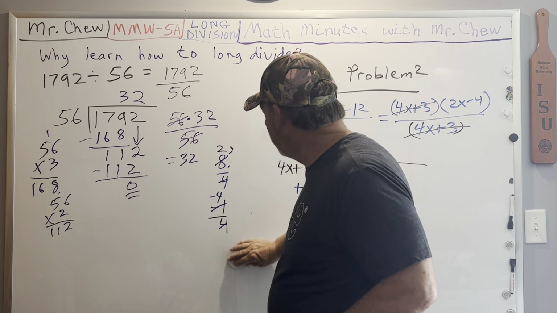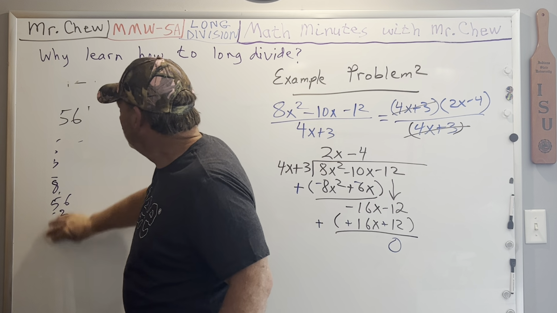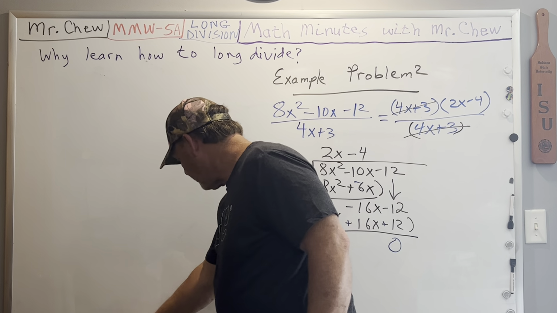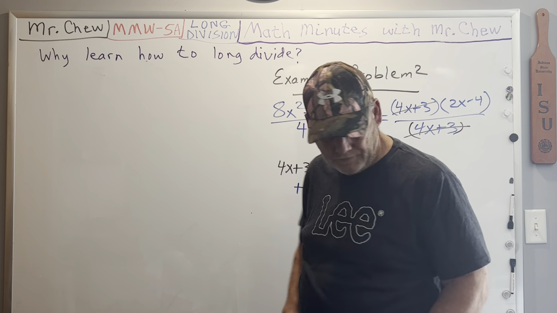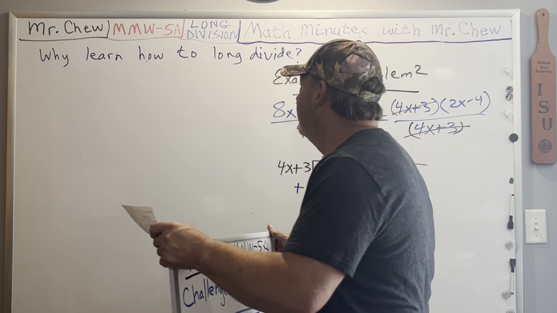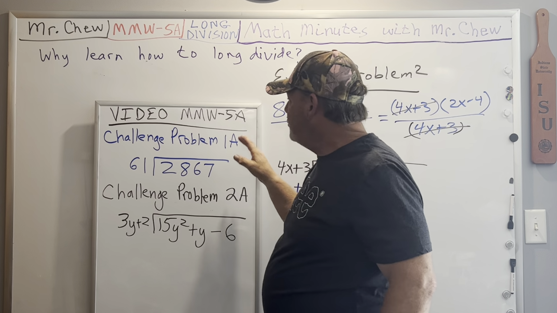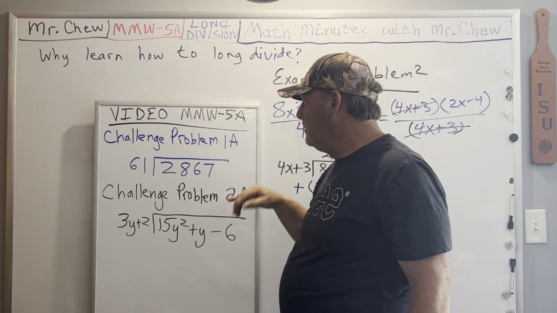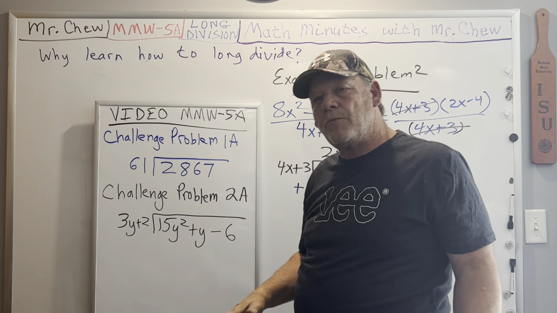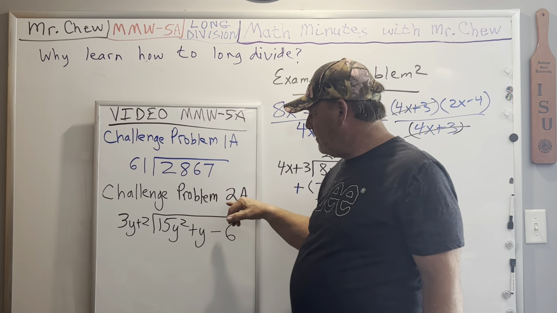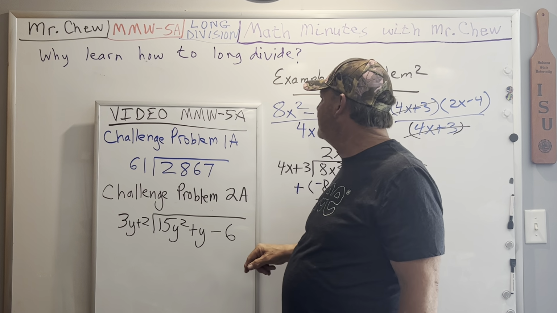So I will go ahead and erase this side here. And I already have the challenge problems on a whiteboard that I'm going to put up here. So here's challenge problem 1A. 61 divided into 2,867. Don't use a calculator, practice long division. Challenge problem 2A. 3y plus 2 divided into 15y squared plus y minus 6.